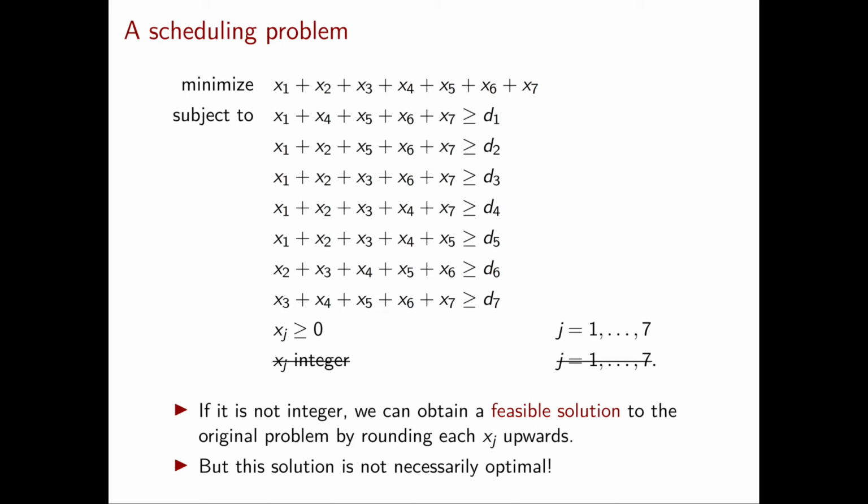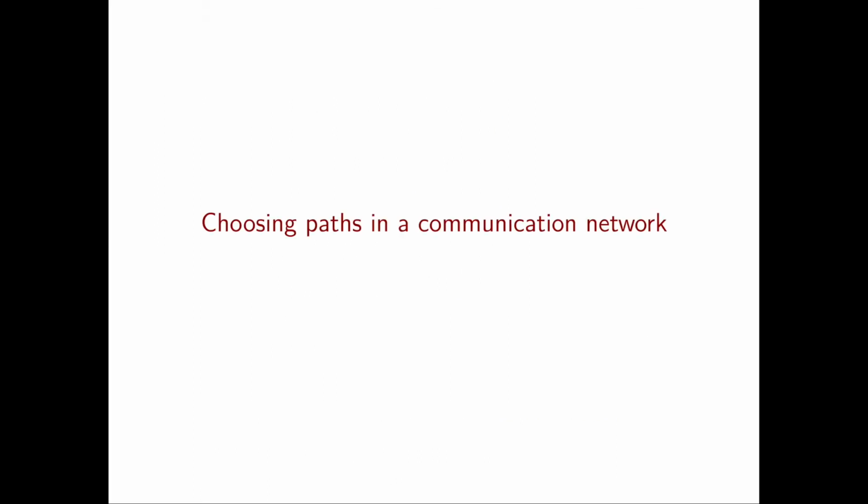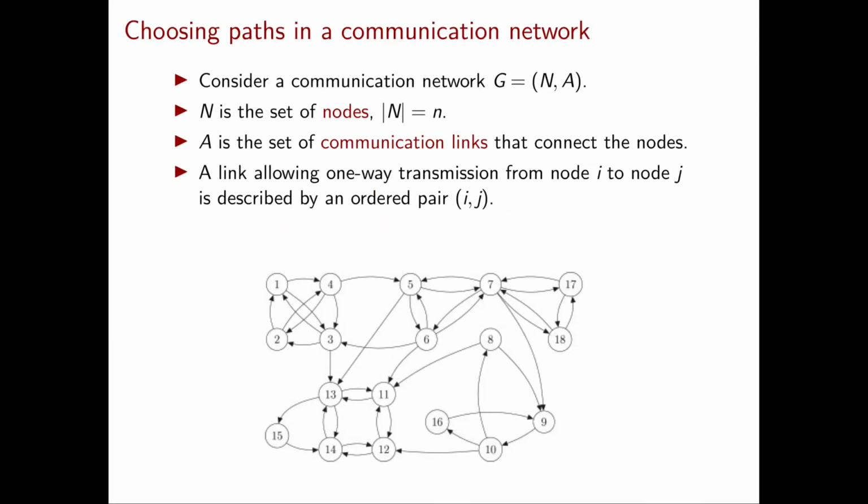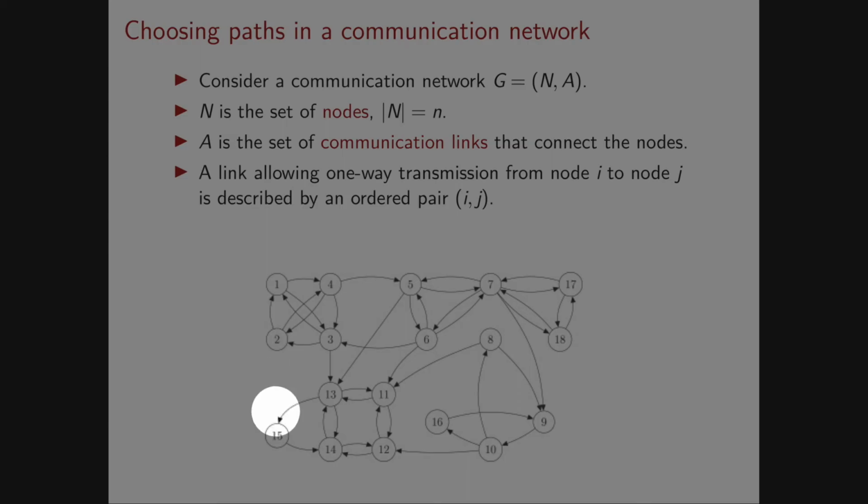If you want to know more about how to deal with integer programming problems, you should of course take 728. The next example is about choosing paths in a communication network. In this problem, a communication network is given to us, and the communication network looks something like this.